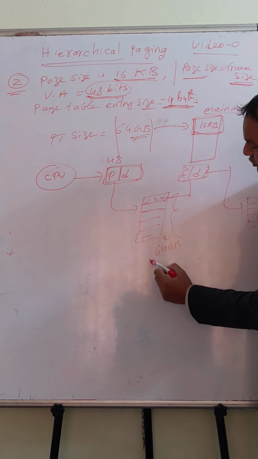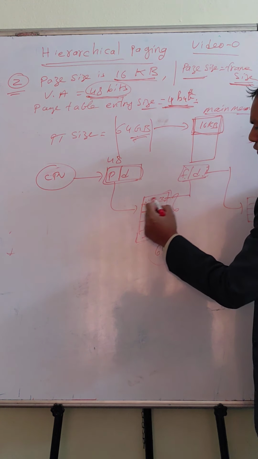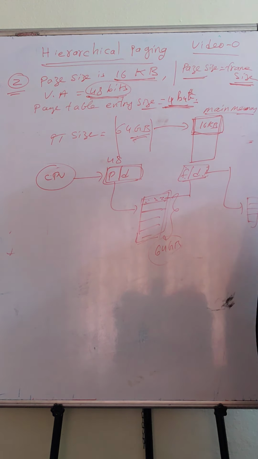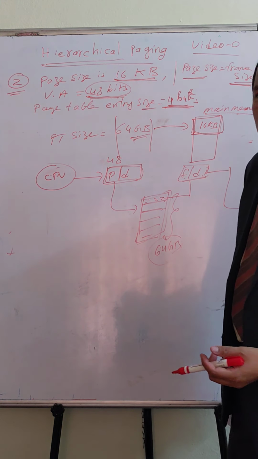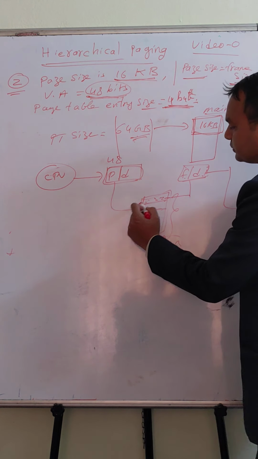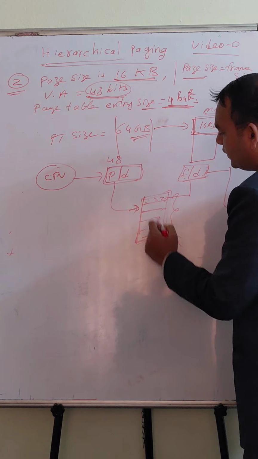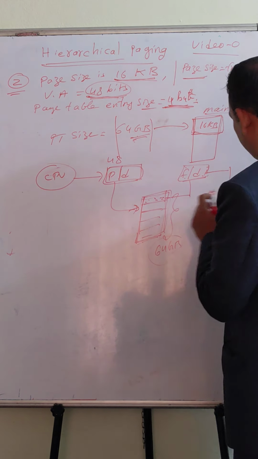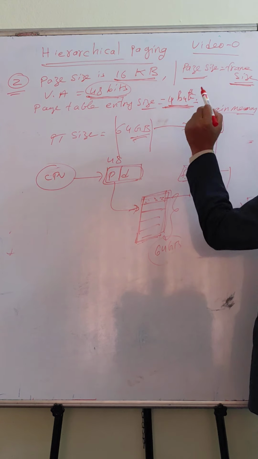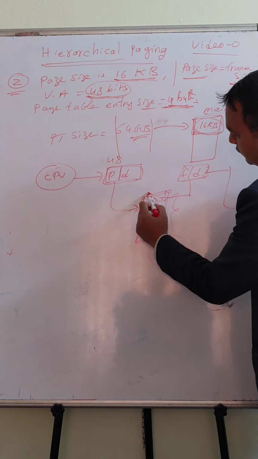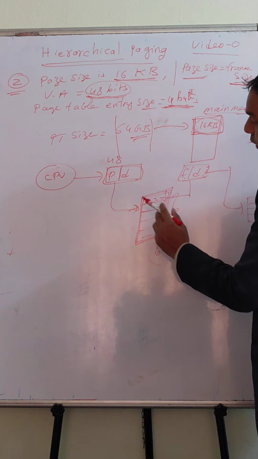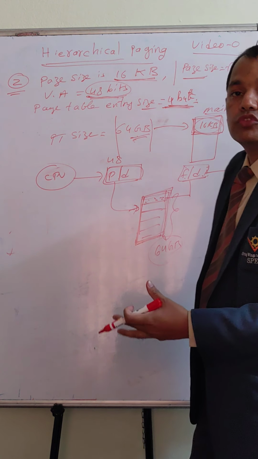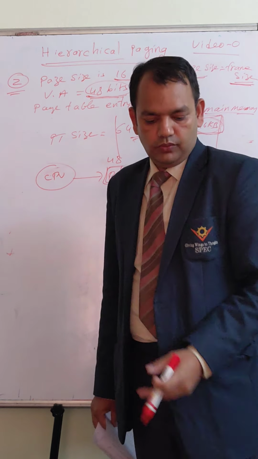Now this 64 GB is a very big, huge page table. So our job is, we want to make smaller page tables, below 16 KB. This is only a very big page table. Now we will divide this into smaller page tables. Next will follow.